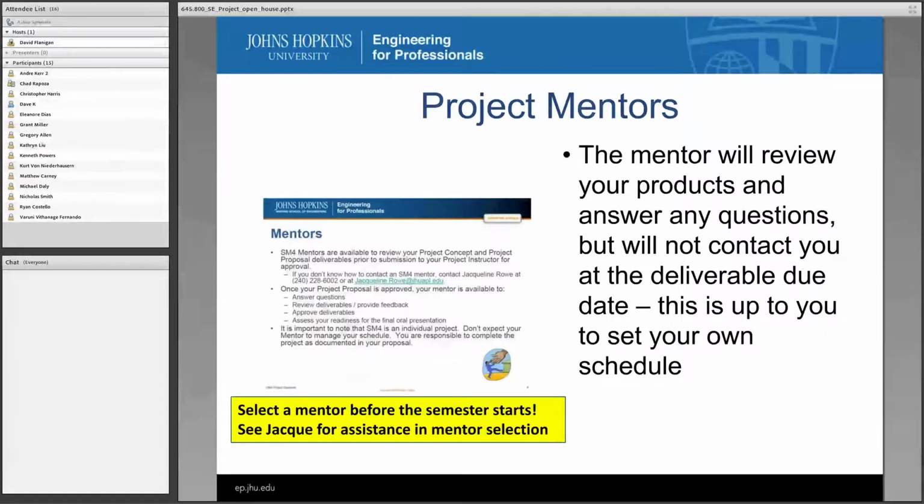Okay, so we talked about the timeline, and again, the project mentors will help review a lot of your products, your deliverables. We'll go into some of those and answer any questions, but again, they're not going to beg you or nag you, saying, hey, you said your requirements were supposed to be due January 6th, where is it? They're not going to do that. You are responsible for your own schedule.